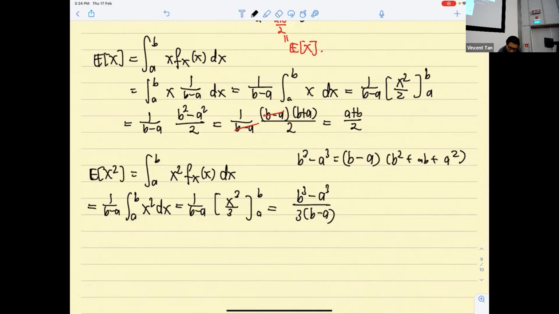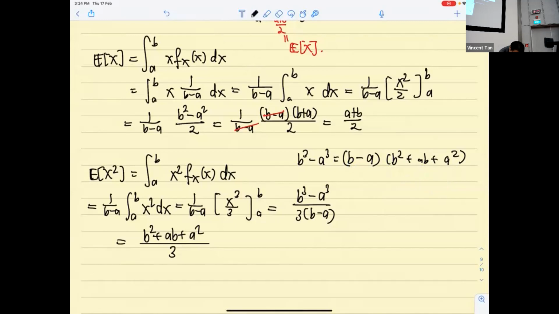So now if you divide this by this, you recover this. That's what we will recover here: (b squared plus ab plus a squared) over 3. Either you know this or you don't know this, but I'm telling you that this is an identity. You can go and verify this. How do you verify this? You multiply this throughout, and you see a lot of things will cancel.